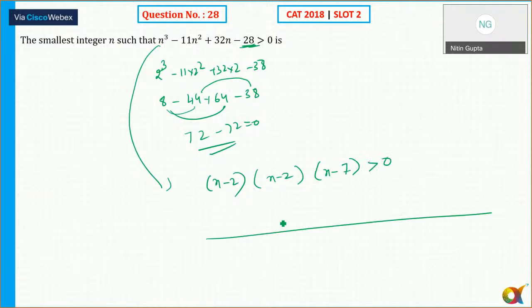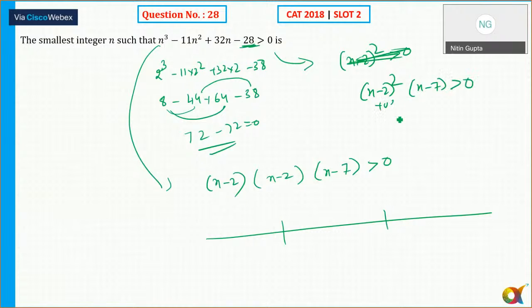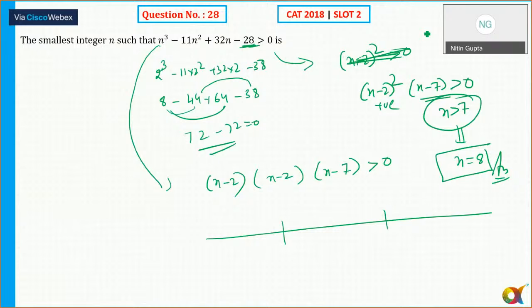So what are the ranges? This expression is basically n minus 2 whole square into n minus 7, it is greater than 0. So n minus 2 whole square is always positive, but the product is positive only if n is greater than 7. So if n is greater than 7, what is the smallest integral value of n? That is nothing but 8.